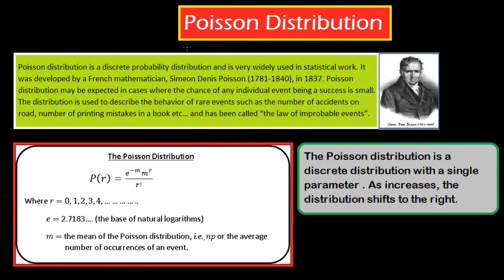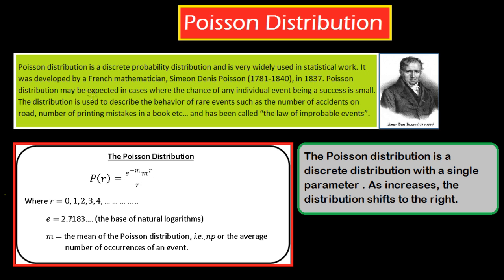Hi friends, in this session we study the Poisson distribution. First I would like to explain that the Poisson distribution is a discrete probability distribution and is very widely used in statistical work. It was developed by the French mathematician Simon Denis Poisson in 1837.